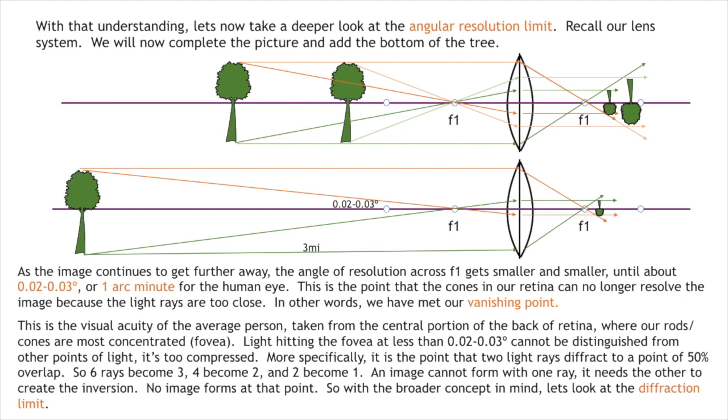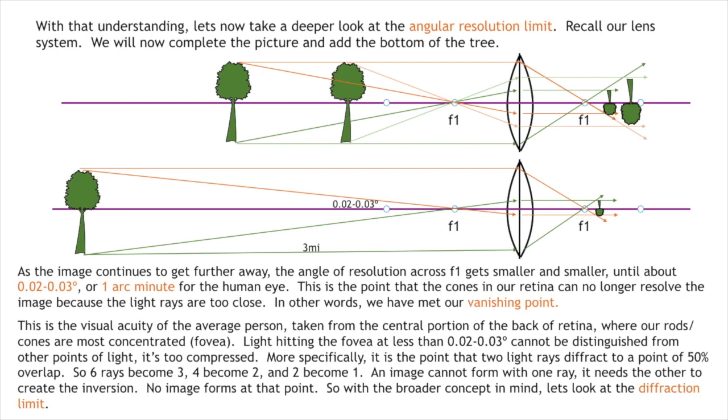This is the visual acuity of the average person taken from the central portion of the back of the retina where our rods and cones are most concentrated, which is the fovea. Light hitting the fovea at less than 0.02 to 0.03 degrees cannot be distinguished from other points of light, and it is too compressed, as we'll see.